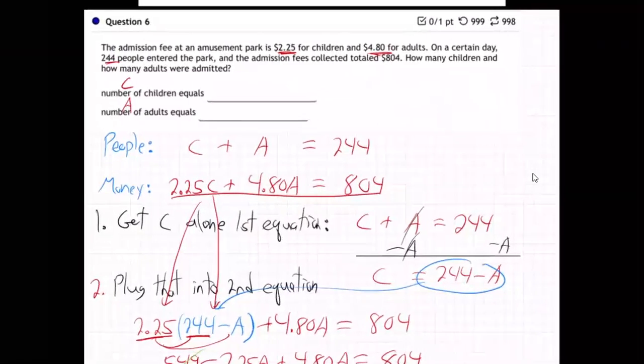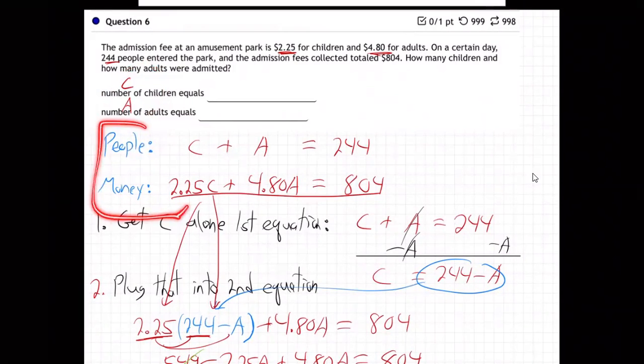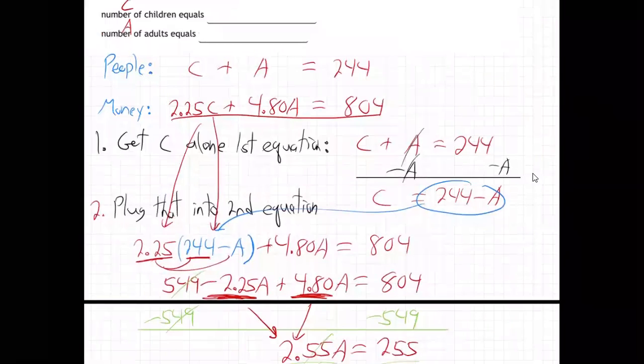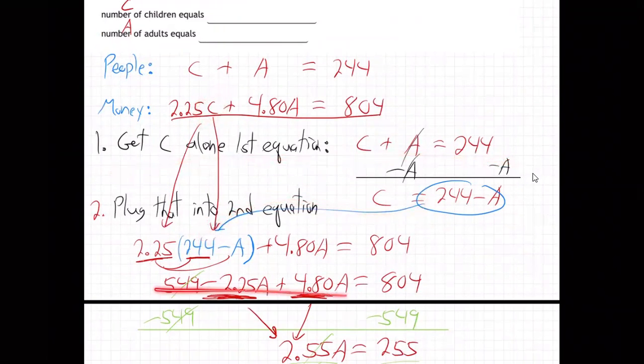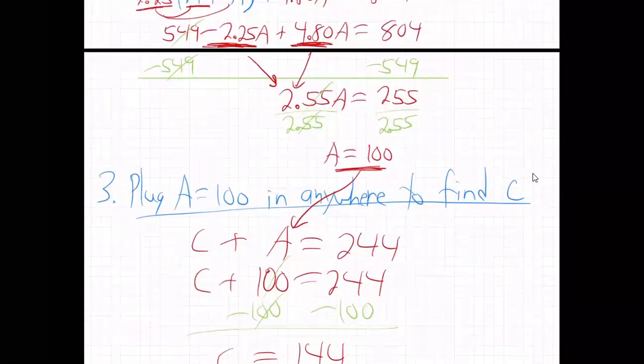So 144 children, 100 adults. How do we do it again then? Since we had two variables, children and adults, we knew we needed two equations. Two variables, two letters, always means two equations. The first one is just the total people: children plus adults is 244. The second one's the money: 2.25 times children plus 4.80 for each adult is $804 total collected. And then to solve, get C alone in the first equation, plug that in for C in the second equation, distribute, solve for A, and then plug that back in to get C. So there we go.